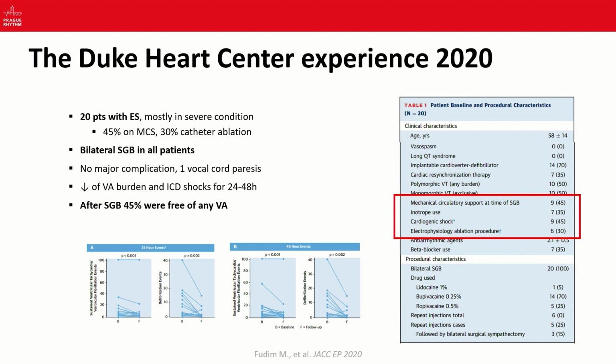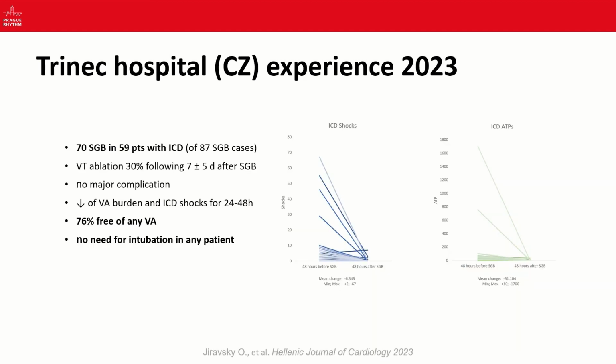It was 20 patients with electrical storms. These patients were also in quite severe condition, almost half of them on MCS. 30% underwent catheter ablation, and in this series, all the procedures were done bilaterally. They also did not see any major complication. There was only one minor temporary complication. They also reported a significant decrease of VT episodes and ICD shocks separately for the following 24 to 48 hours after the procedure. And also almost half of the patients were free of any arrhythmias after the procedure.